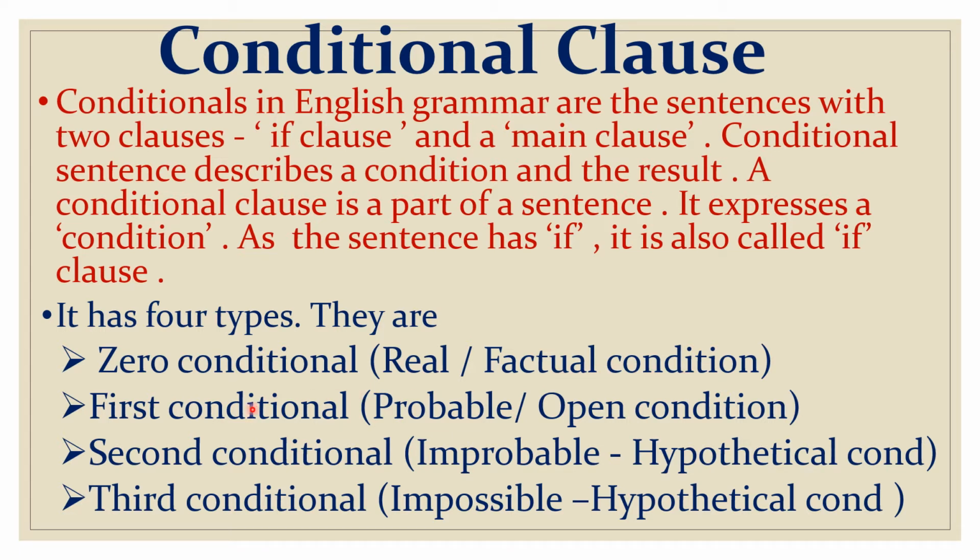The next one is the first conditional. It is also called probable or open condition. The next one is the second conditional. It is also called improbable and hypothetical. It's an imaginary condition. The third conditional is also called impossible condition. It's not possible. We can see the types and the structure of this conditional clause in detail.